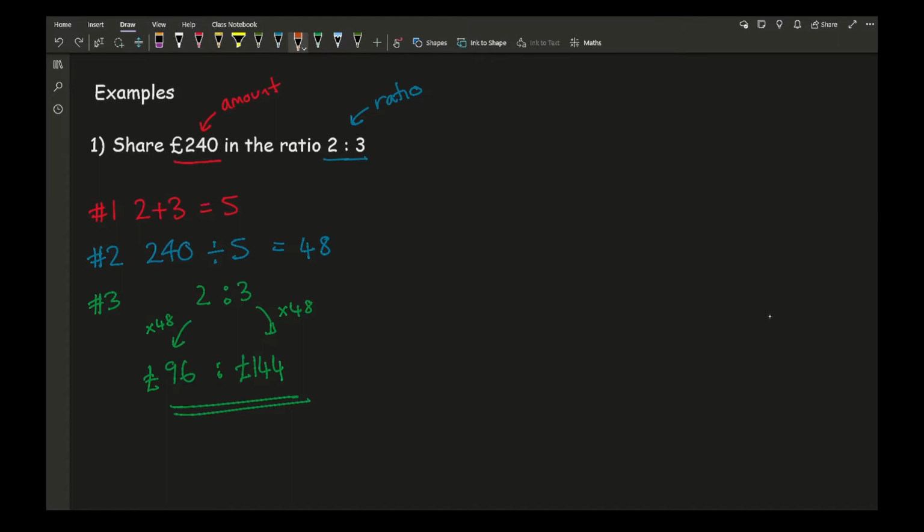Now it's always good practice, if you have a chance, to check your answer, and you do that by adding these numbers up. So if I do 96 plus 144, it should equal the original amount that I was sharing, which in this case it does. It gives me an answer of 240. So there's a good chance that I've done this correctly.